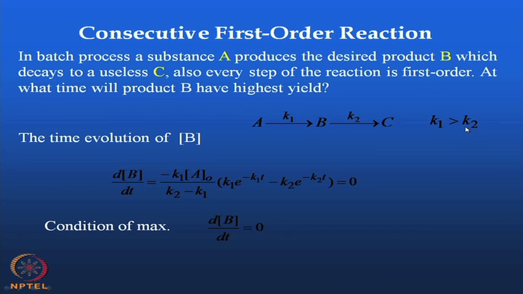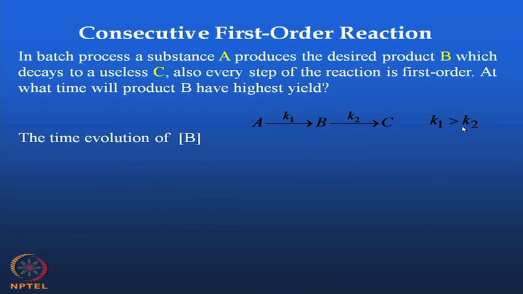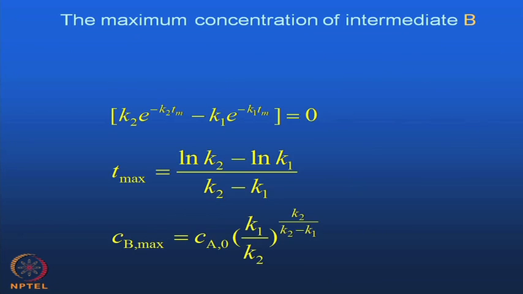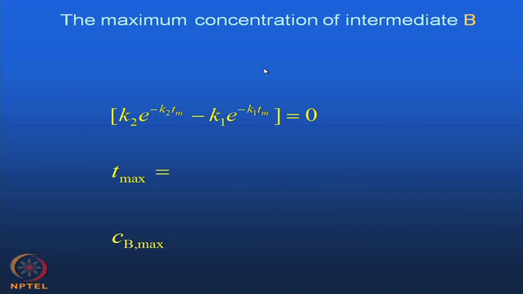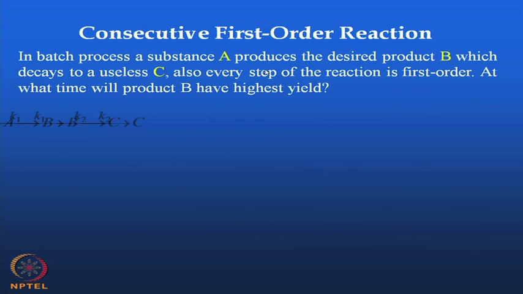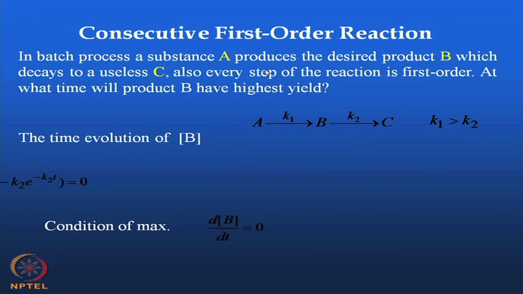K1 is greater than K2 means the case which we discussed. Let us go back to the slide where these plots are given for K1, K2. We will refer to this plot maybe. Our question is, at what time will product B have the highest yield?